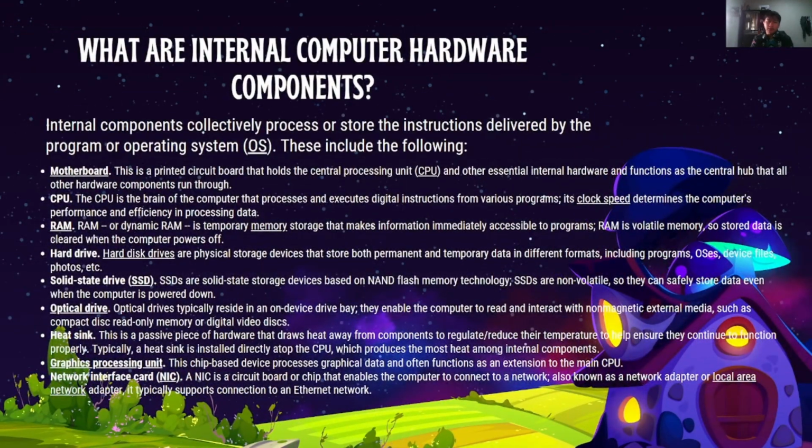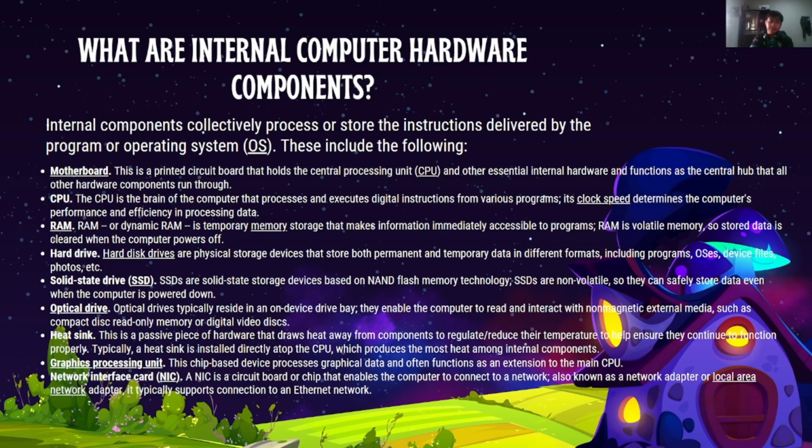What are the internal computer hardware components? Internal components collectively process or store the instructions delivered by a program or operating system or OS. This includes the following: motherboard. This is a printed circuit board that holds the central processing unit and other essential internal hardware and functions as the central hub that all other hardware components run through.